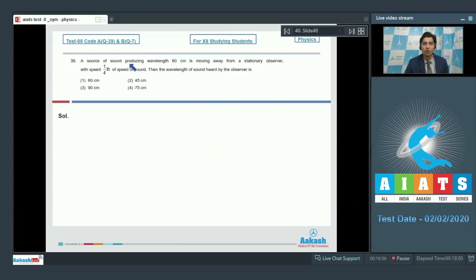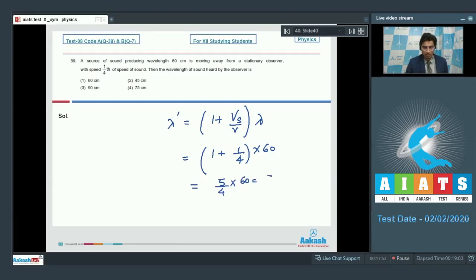As per question number 39, a source of sound producing wavelength 60 centimeters is moving away from a stationary observer with speed 1 by 4th of the speed of sound. Then the wavelength of sound heard by the observer is. Dear students, on using the formula that the apparent wavelength will be equal to (1 plus vs by v) into lambda, where vs is the velocity of the source and v is the velocity of the sound, we can find out the apparent wavelength, which will be equal to (1 plus 1 by 4) into 60. This will be 5 by 4 into 60, which will be equal to 75 centimeters, and therefore option number 4 is the correct answer. Now let us proceed to question number 40.